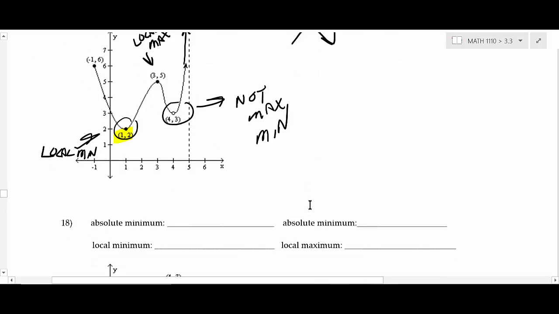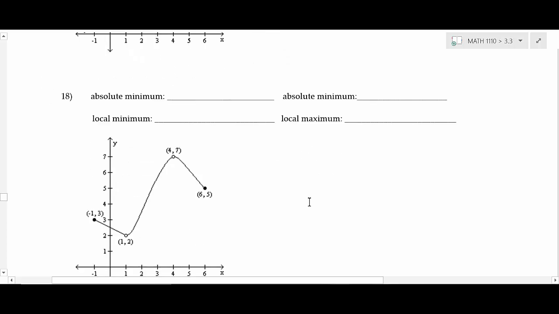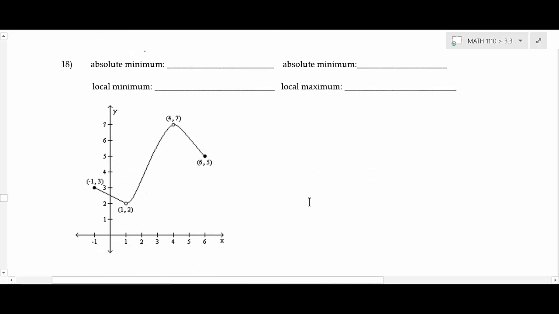Okay, all right. So let's look at this next one here. Okay, absolute minimum. Look at the graph very carefully. Does this thing ever have an absolute lowest y value? No. How do you know no?